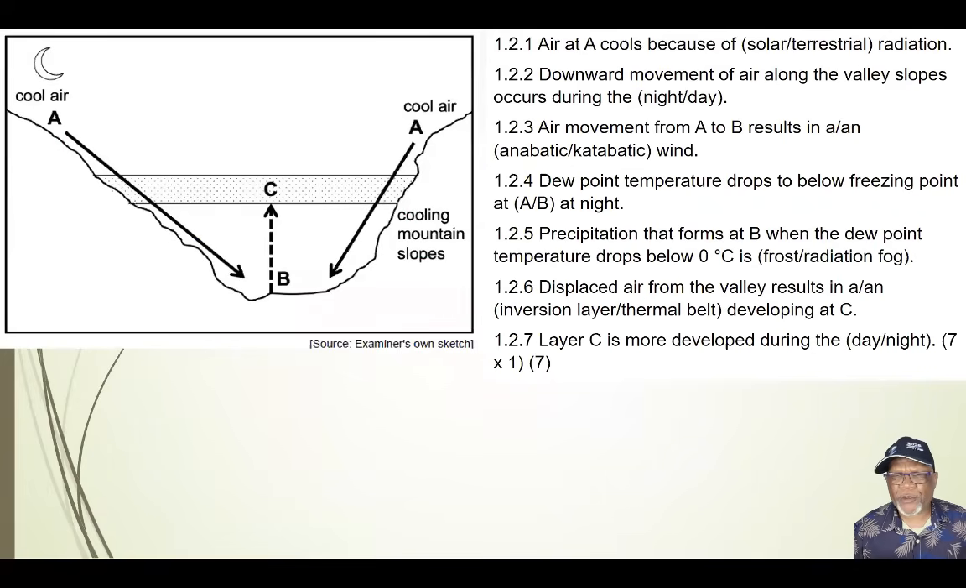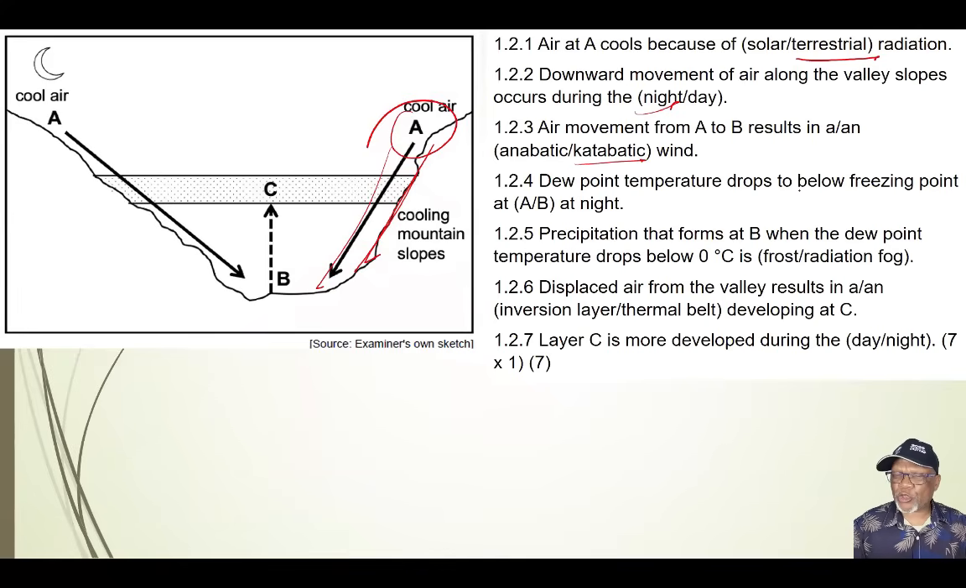Okay, now we have a few activities here. Let's look at activity one. It says air at A. Let's look at A. Here is A. Air at A cools because of terrestrial radiation. It says downward movement of air along the valley slopes occurs during the night. And then the air movement from A to B results in anabatic or katabatic. A to B is going to be katabatic. Anabatic will be the upslope movement during the day.